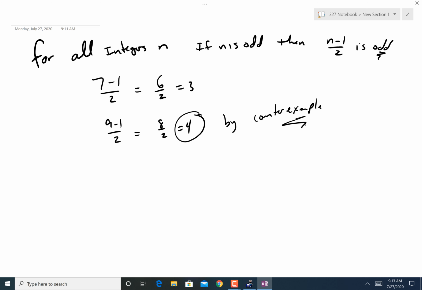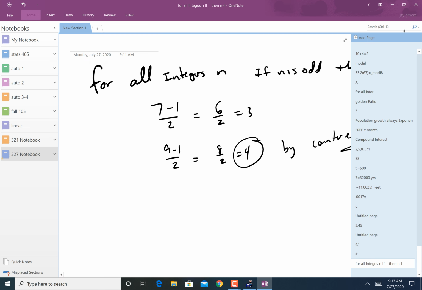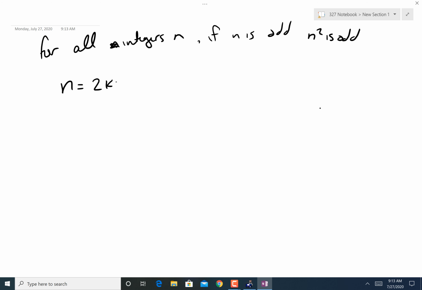Okay. Here's a fun one here. For all integers n, if n is odd, n squared is odd. Let's try that. I don't know, let's find out, shall we? Okay, so if it's odd, let's see what happens here. So, all right, cool. I'm going to have n is equal to 2k plus 1.